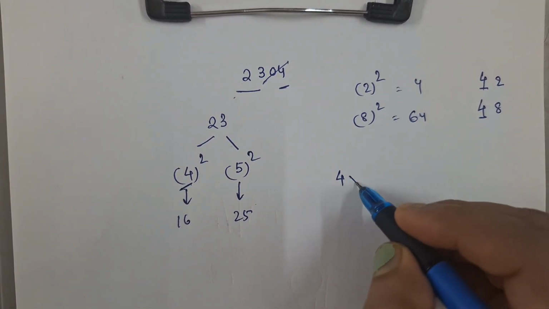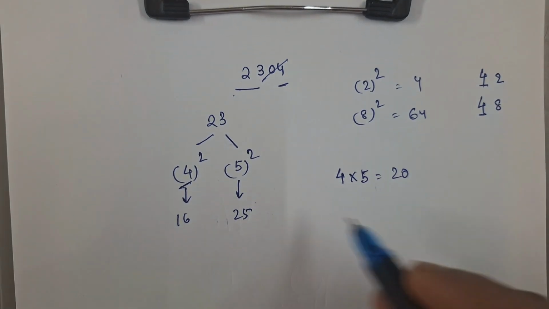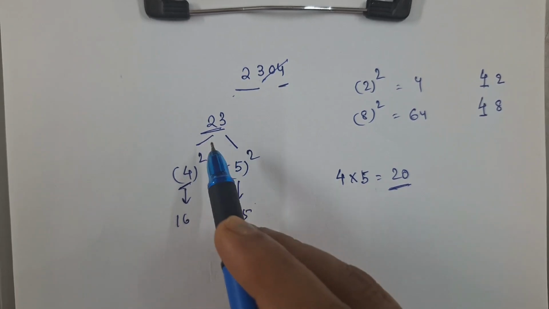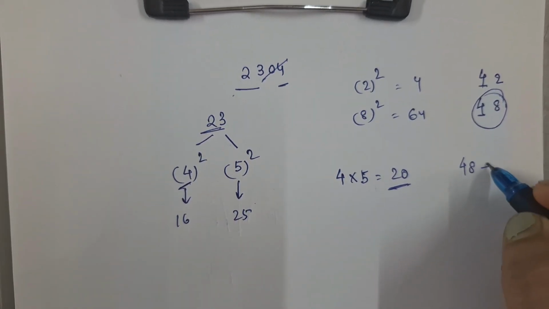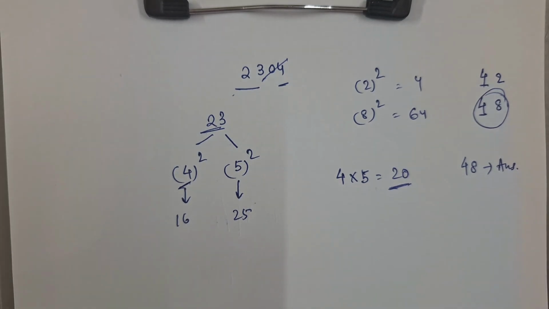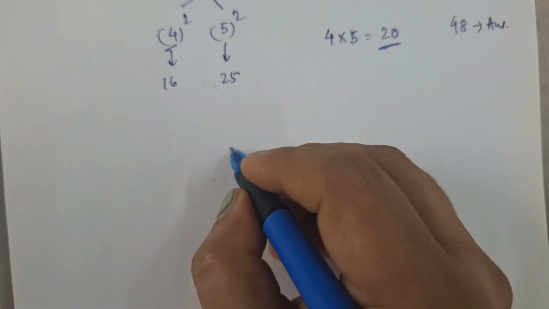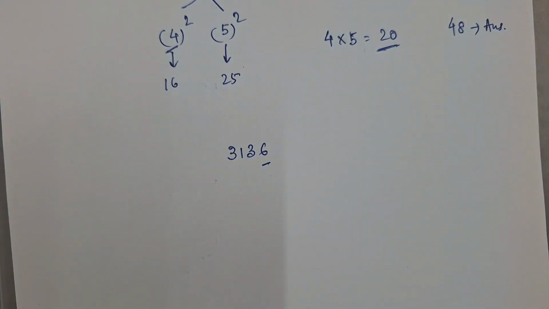For that, we will multiply 4 into 1 more than 4, which is 5, giving 20. Now we will compare 23 and 20. Which is greater? 23 is greater. So we will choose 48 as your answer. 48 is your answer. Now let us do one more simple square root: 3136.